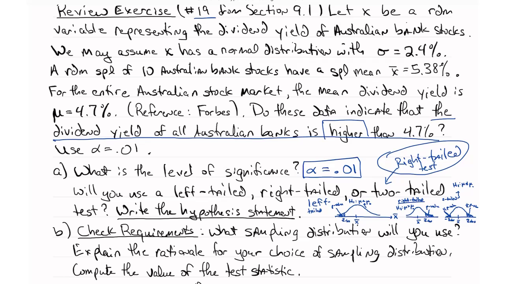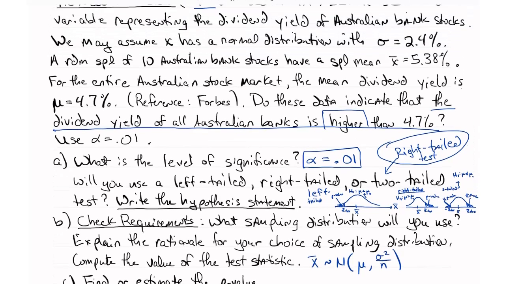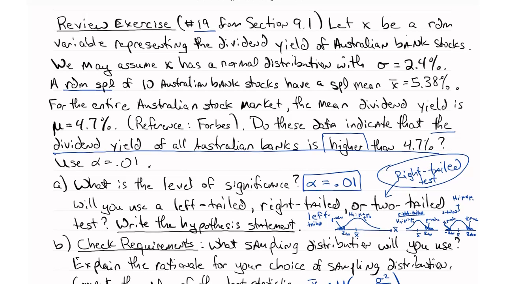All right. So now we move on to checking the requirements. What sampling distribution will you use? I'm going to use the sampling distribution of x bar, which is a normal distribution with mean mu and variance sigma squared over n. We learned that from our central limit theorem, but we have to be careful checking the requirements. My random sample of 10 means that n is equal to 10. And remember, for me to be able to use the central limit theorem, n has to be at least 30.